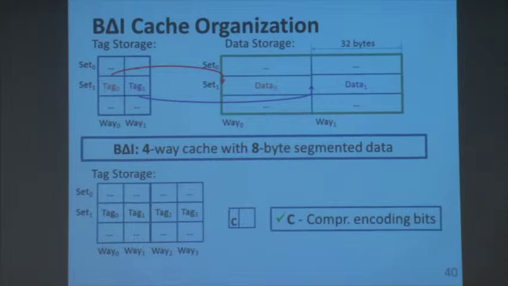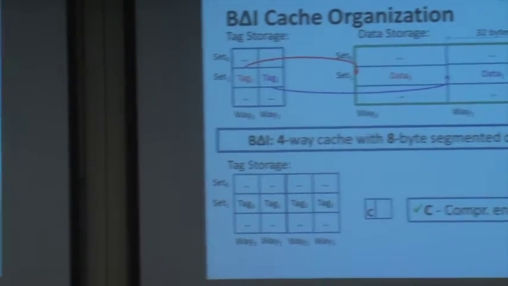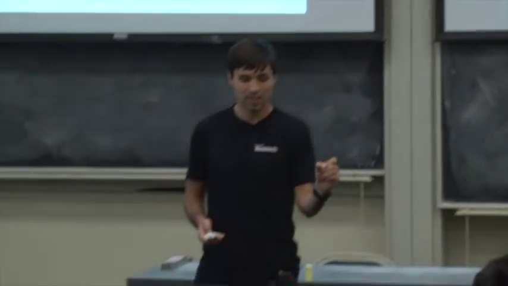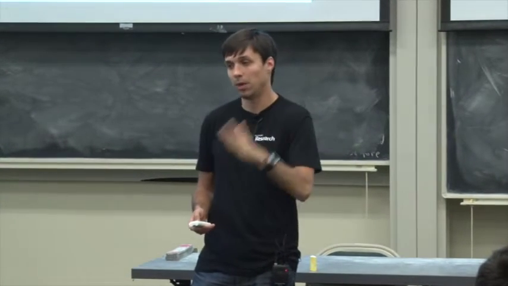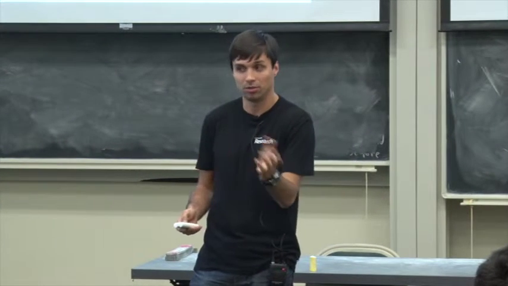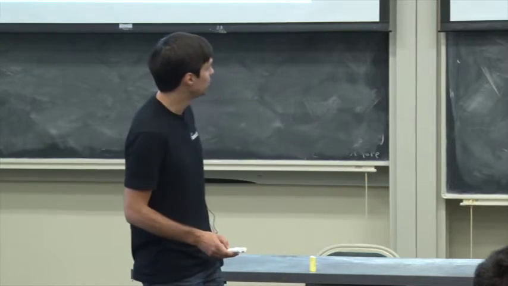In every tag, you also need to store compression encoding bits, because you need to know whether this cache line is compressed or not, and with exactly which flavor of your compression schemes it's compressed, because it can be 8-byte base, 1-byte delta, 4-byte base, 2-byte delta. So it's all these different combinations.